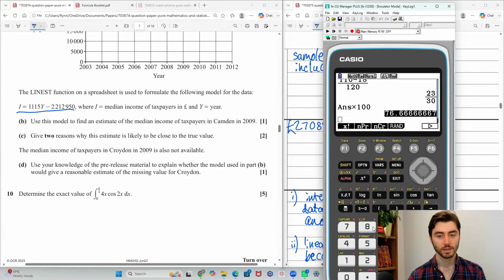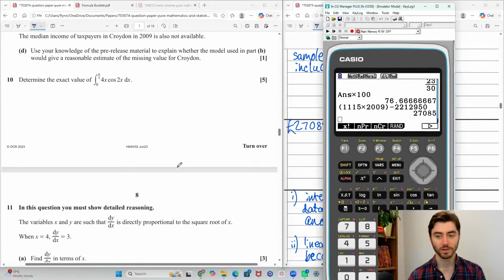So it is 1115 times 2009 minus 2212950 is a value. I don't have any knowledge of the pre-release material.